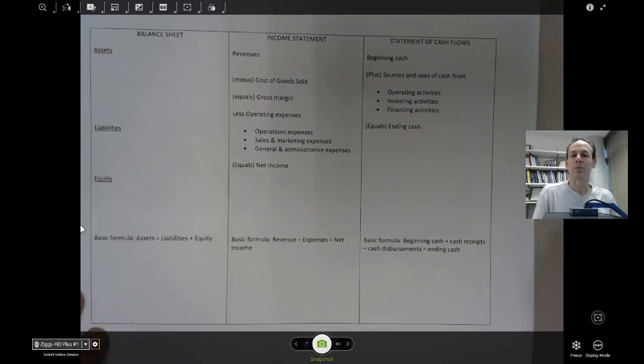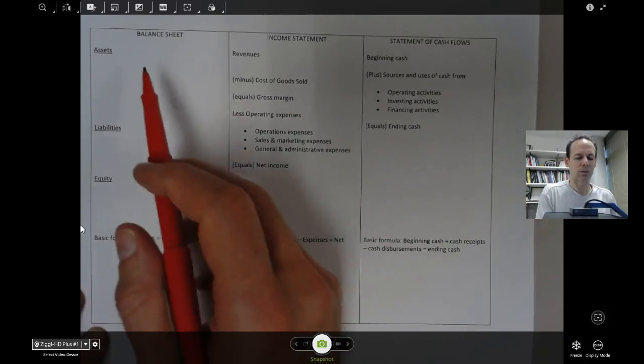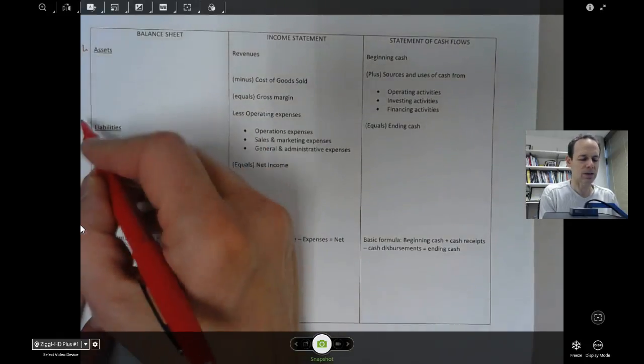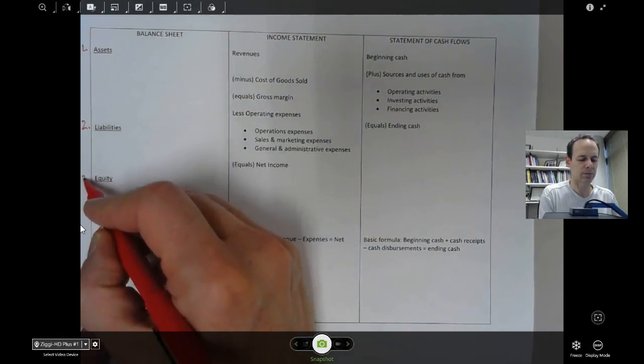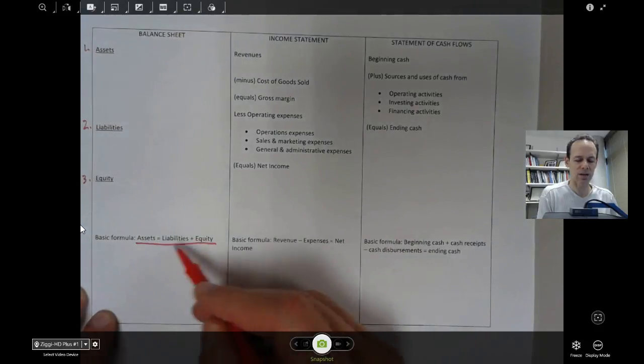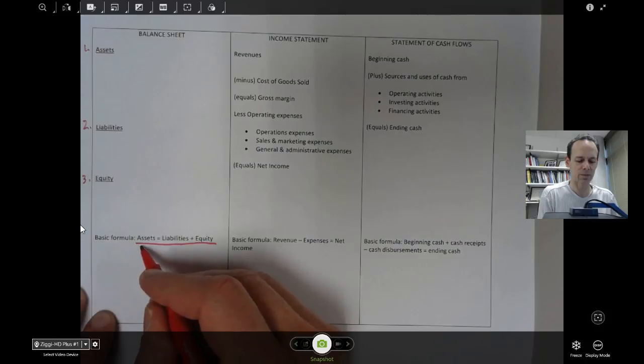Hello class. This video is meant to help you better understand the fundamentals of the balance sheet, the income statement, and the statement of cash flows, and how they fit together. Basically, we have the balance sheet, and the balance sheet consists of three things really: assets, liabilities, and equity. The basic formula for the balance sheet is that assets equals liabilities plus equity.